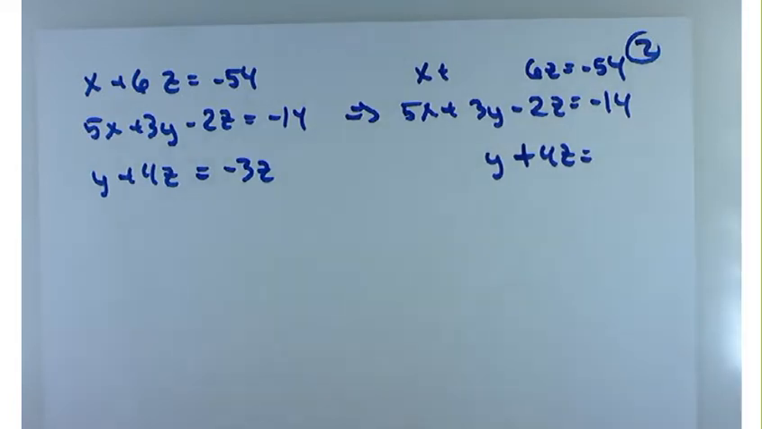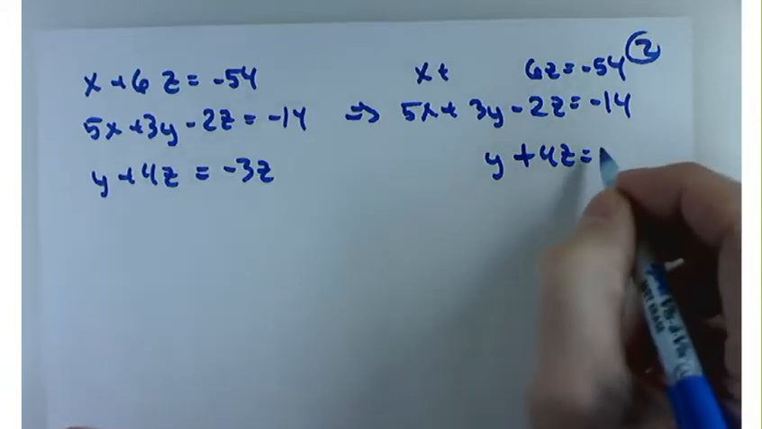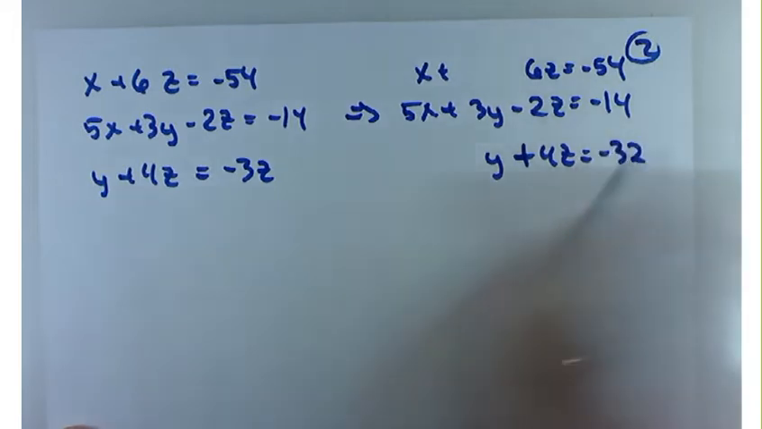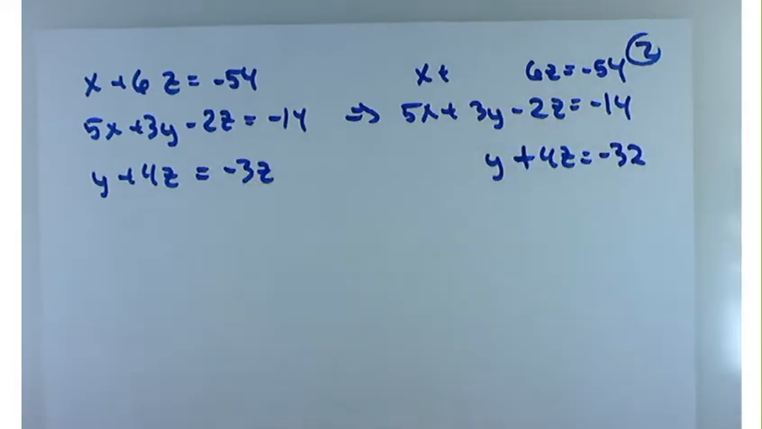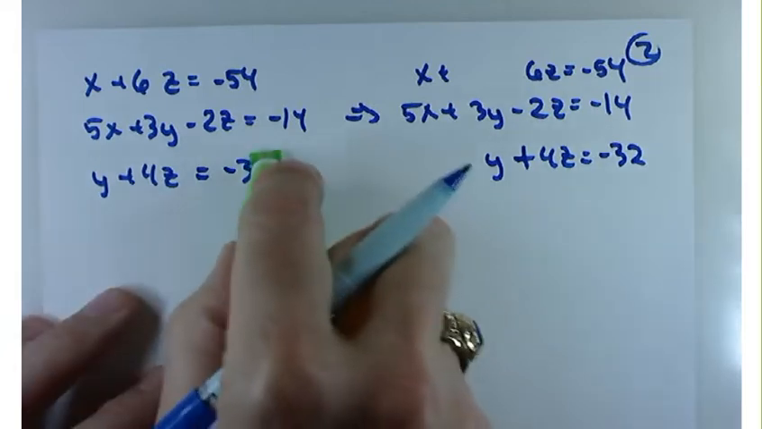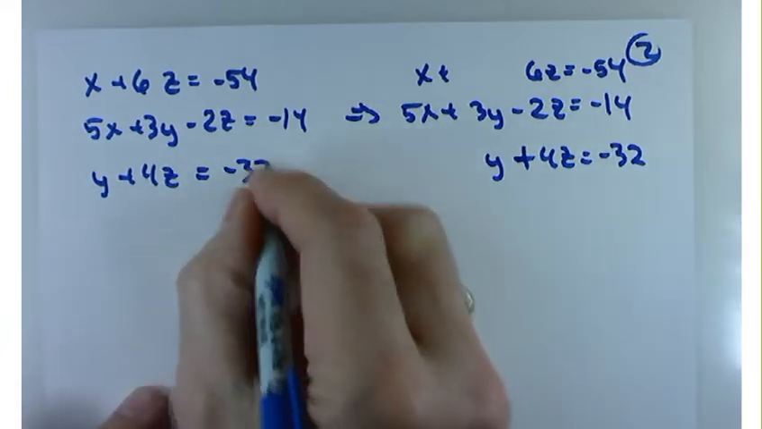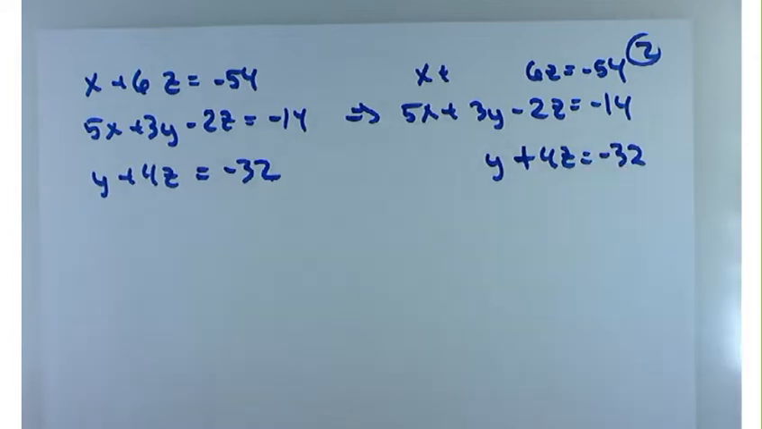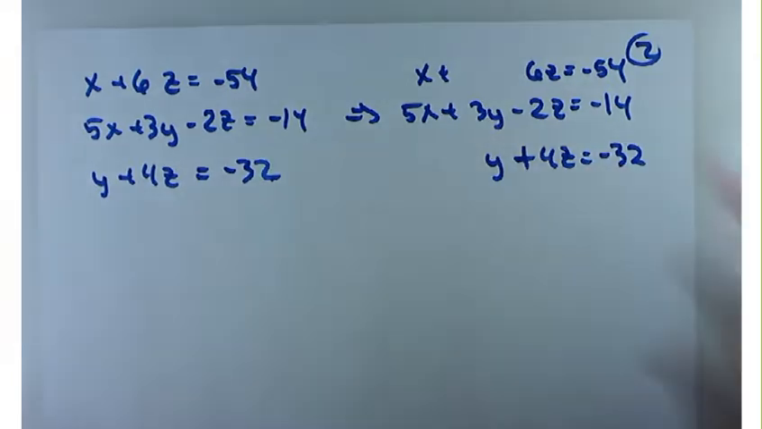-30. Let me just double check my number here on that one. Equals -32. I wrote -3z just by mistake there. I was like, wait a minute, that's not right. So that should be a -32 there. Okay, that's a little bit better looking in terms of being more organized.